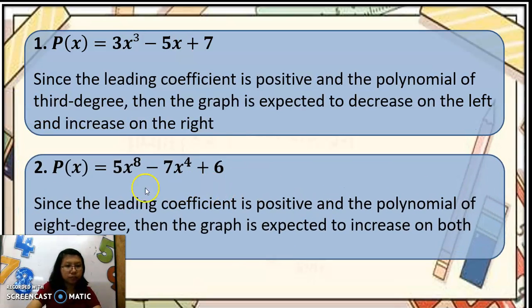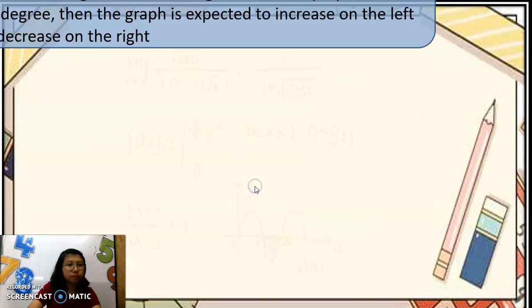Next one, we have here 5x raised to 8 minus 7x raised to 4 plus 6. So we have here an even degree polynomial with a positive value for the leading coefficient. So since we have a positive value for the coefficient of an even degree polynomial, it will increase on both sides.